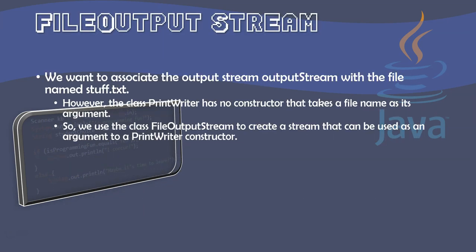Now, when we talk about the FileOutputStream, we have to associate it with the file. That's the key thing here of how this works. The class PrintWriter, if you actually look at it, doesn't have a constructor that takes in a file name. So we have to use FileOutputStream, which is very similar to last time when we had a FileInputStream. And that's going to be our argument to the PrintWriter constructor.